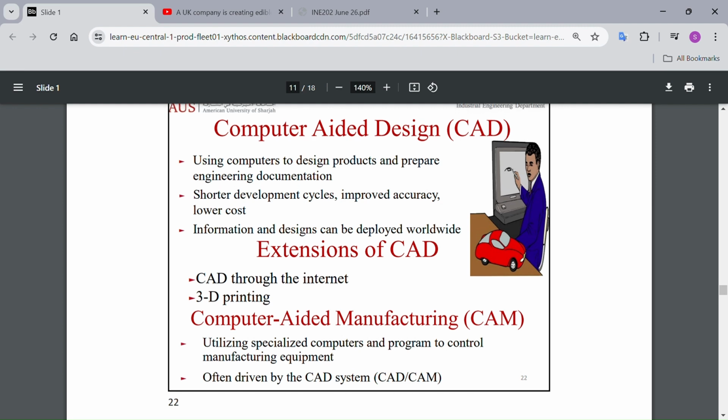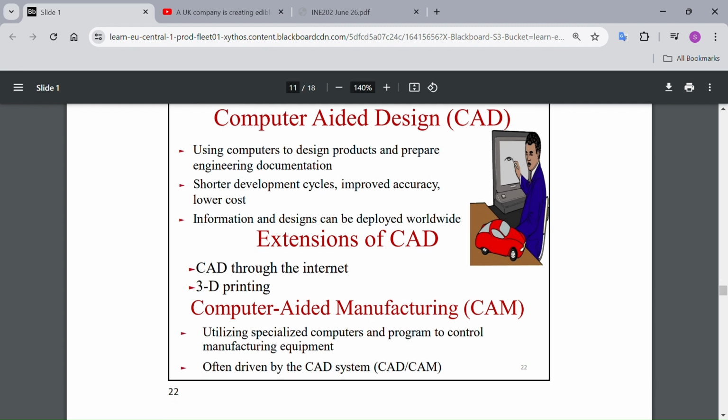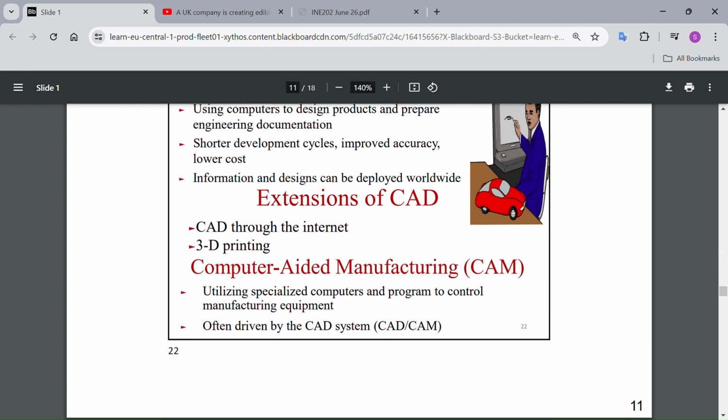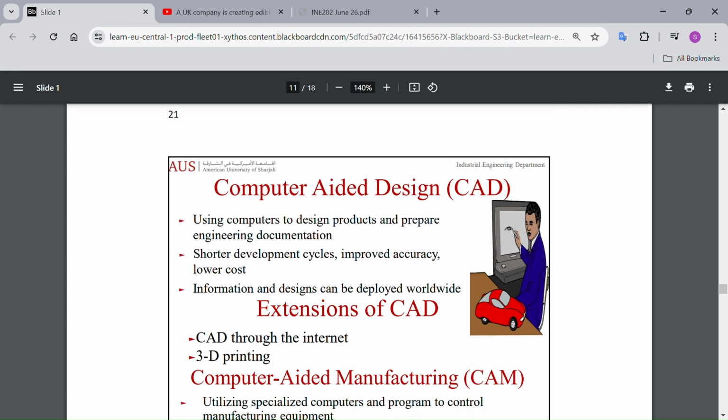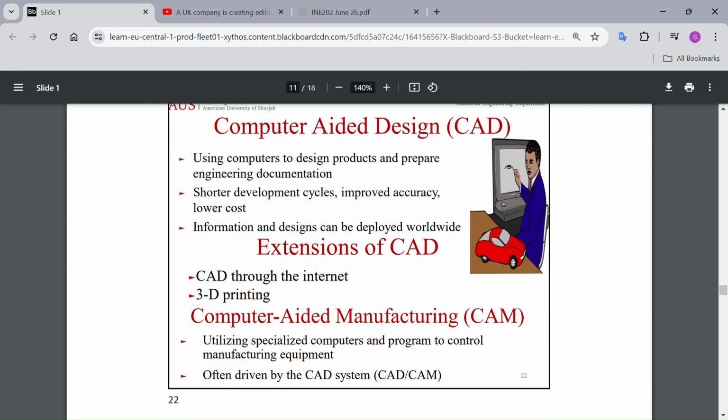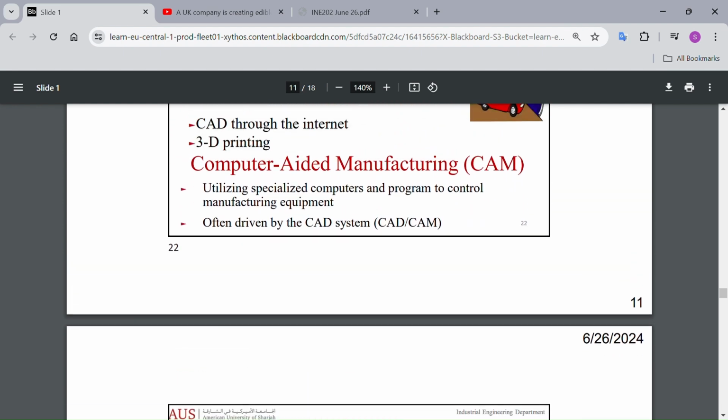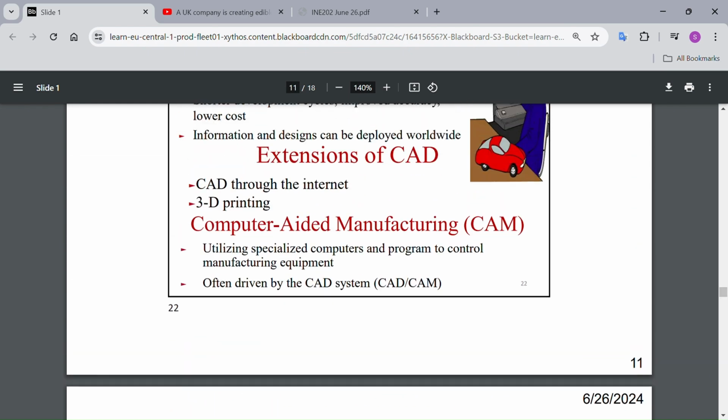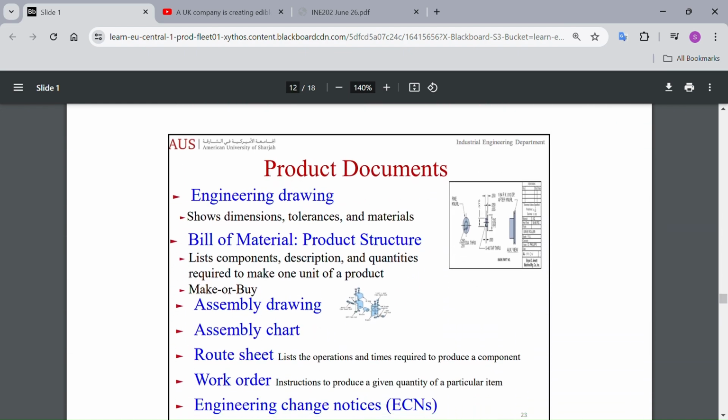And we have also computer-aided manufacturing, CAM. It utilizes specialized computers and programs to control manufacturing equipment, often driven by the CAD system, CAD/CAM. So computer-aided design and manufacturing is like 3D printing, which is aided by CAD, computer-aided design. Okay.